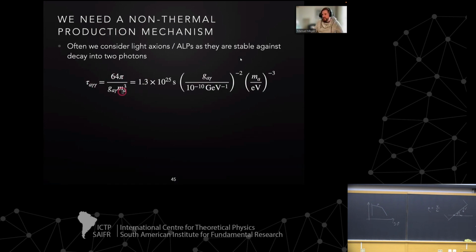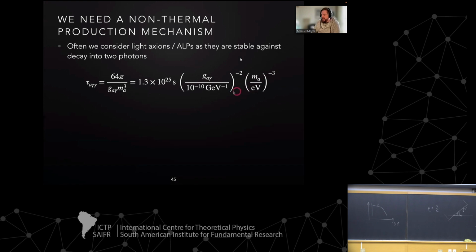It's essentially given by the inverse of the coupling to photons squared times the mass to the 3rd power. Oh, there's a square missing here, sorry. And in numbers, this is: the decay time will be something like 10 to the 25 seconds multiplied with the coupling to the power of -2, mass to the power of -3.